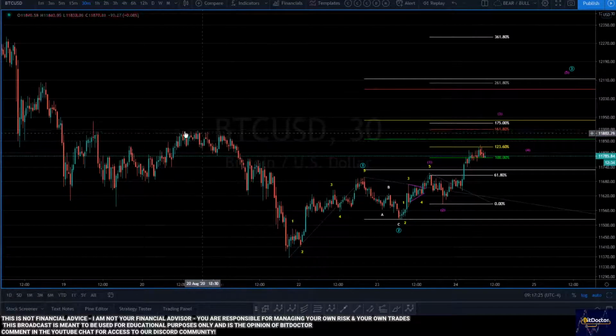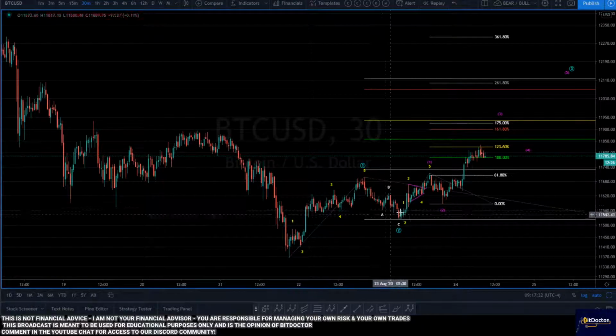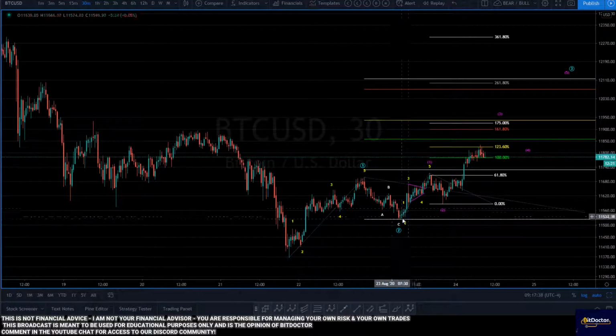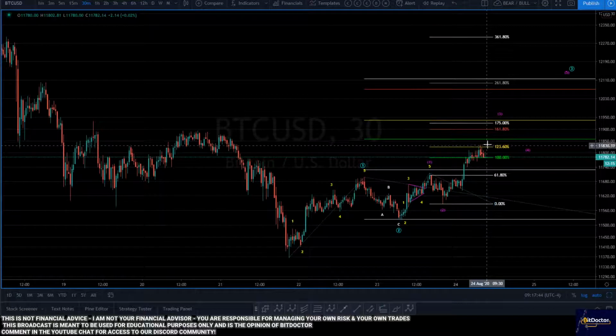And until we can break through this, I would be a little skeptical if you're not already in, right? If you're on the Discord, gosh, I hope you're in. We were talking about buying back here, okay? Near 11.5, we were talking about buying. And then even when we got up here, I was like, it's not too late. It's not too late to buy. And now here we are, okay?